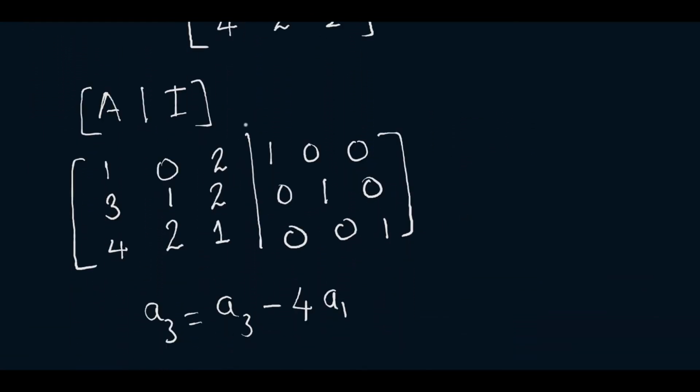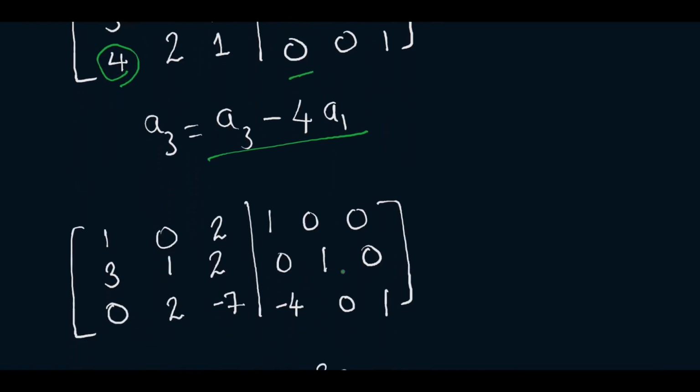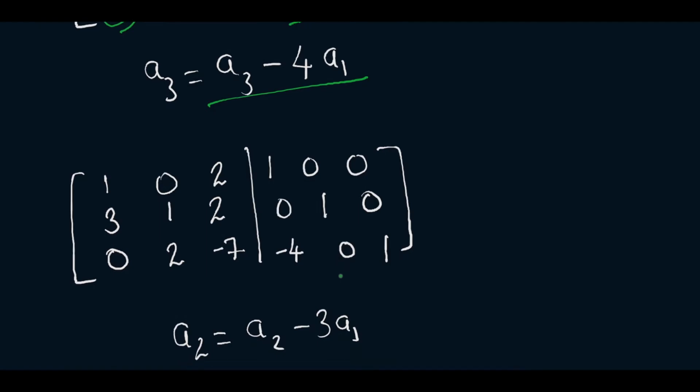Now we are writing our matrix A in the form of augmented matrix with the identity matrix. So here is our A and here is our identity matrix. First what we need to do is we need to get rid of this 4. So we will be doing the row operations, and what this will do is this will make 4 to 0 and this will change this 0 here to -4. So after the first operation, we change the matrix A and we change the matrix I.